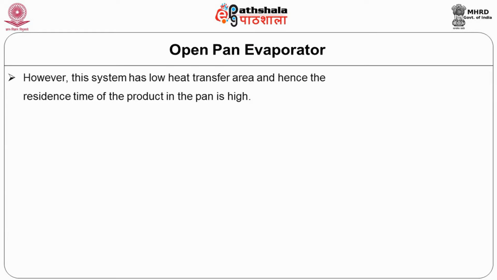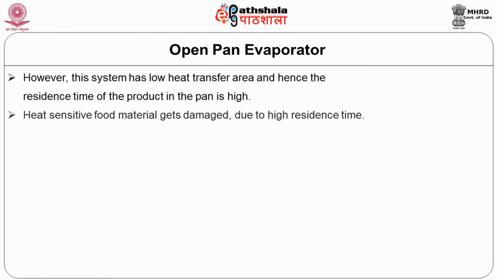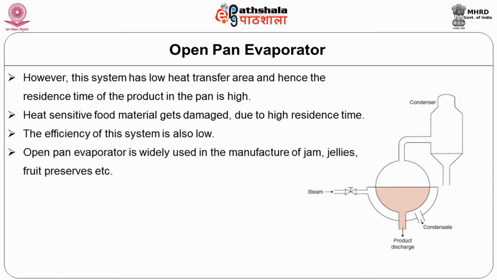However, this system has a low heat transfer area and hence the residence time of the product in the pan is high. Heat sensitive food materials get damaged due to the high residence time. The efficiency of the system is also low. Open pan evaporators are widely used in the manufacture of jam, jellies, fruit preserves, etc.